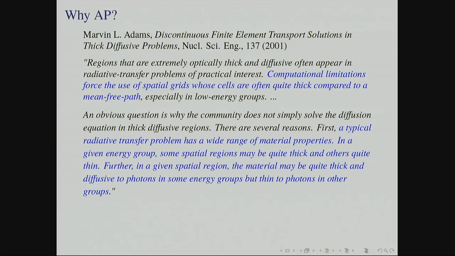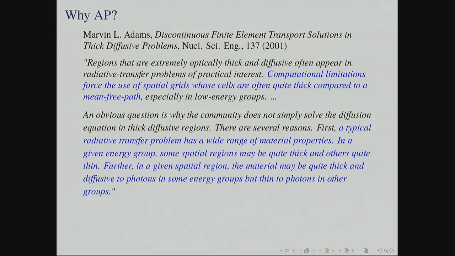So why AP? When will this method be relevant? I actually like several paragraphs from Marvin Adams' 2001 paper. He has some discussion in the setting related to transport equations. I won't read it all, but he mentioned that computational limitation forces the use of spatial grids whose cells are often quite a bit bigger compared with the mean free path. So, you know, it's understandable. You don't want to have your mesh size as small as the small epsilon.